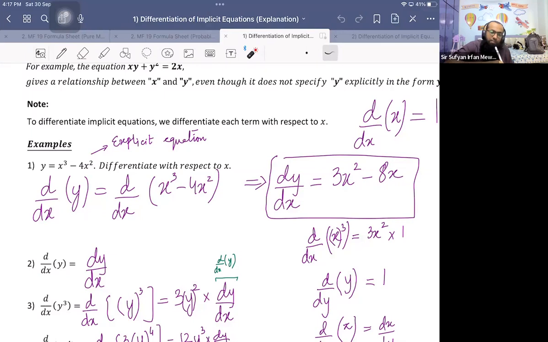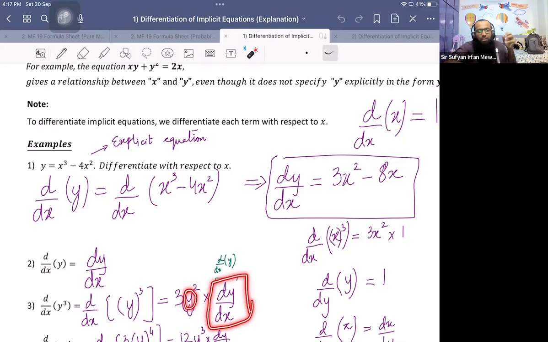When there's a power, we deal with the power first. When we are differentiating, we deal with the power first. We multiply the power, we subtract the power by 1. During this time, the function remained intact. That is, y remained y. But later on, when we were multiplying the differentiation of y with respect to x, it could not be differentiated and we got dy by dx.